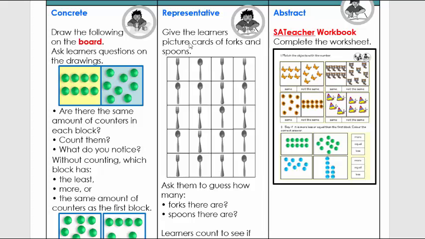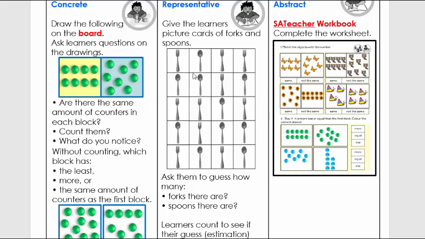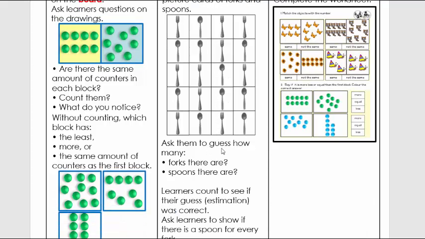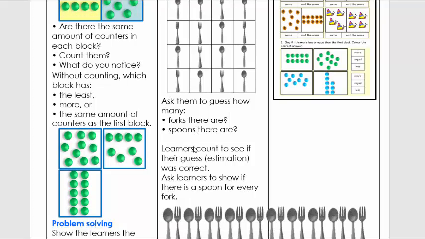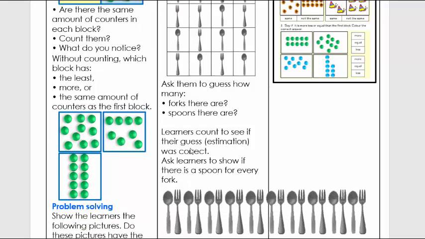Now what you can do is give the child picture cards of forks and spoons. Nothing wrong if you make little cards and make these drawings yourself. Ask them first to guess how many forks there are and how many spoons there are. Remember, guessing is very important for estimation skills later on. Then the learner is going to count to see if what they guessed, the estimation, was correct. Remember, in mathematics, every time a child guesses or estimates, they need to count to compare it.